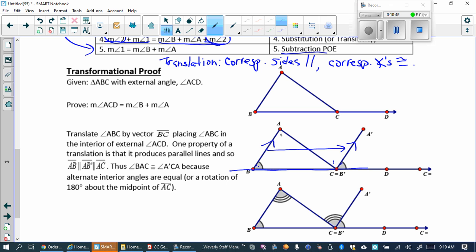Interior. These are alternate interior. I thought you said exterior. Wait, so what is the transversal? The one segment AC? Yeah. Now we're using that transversal with the same parallel lines.